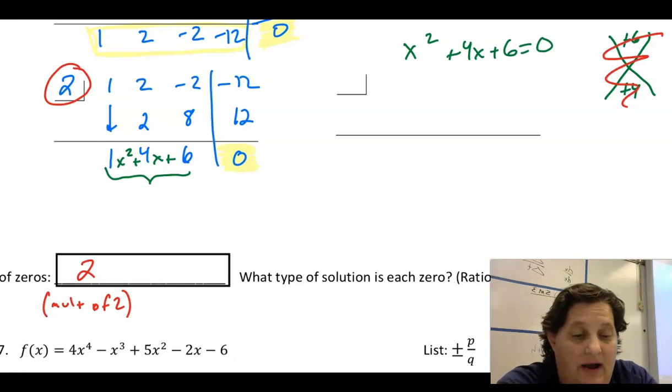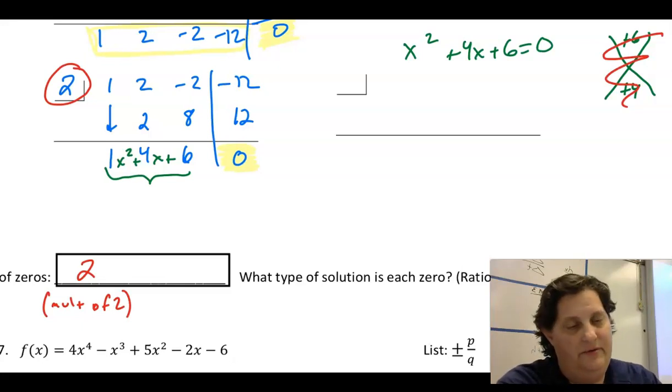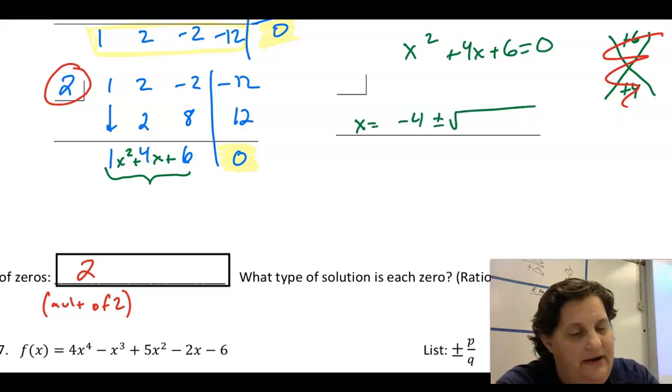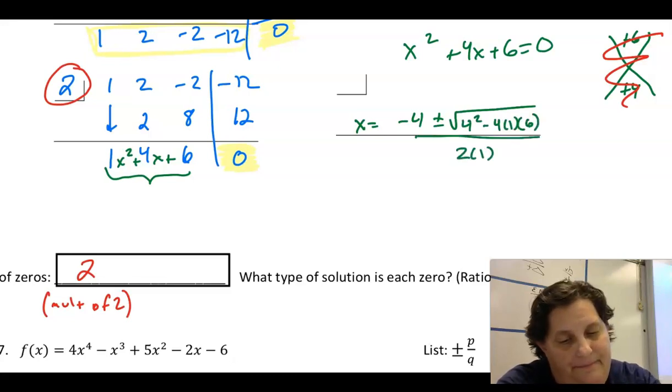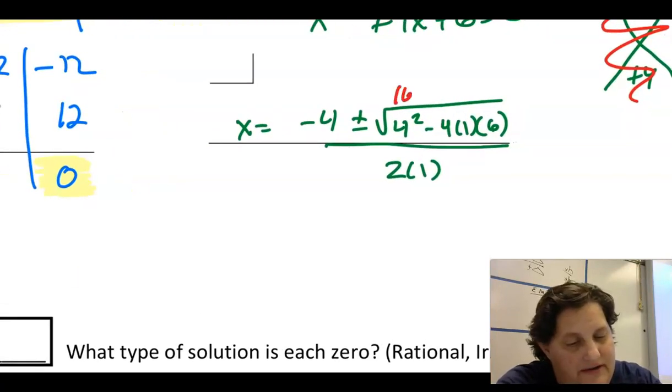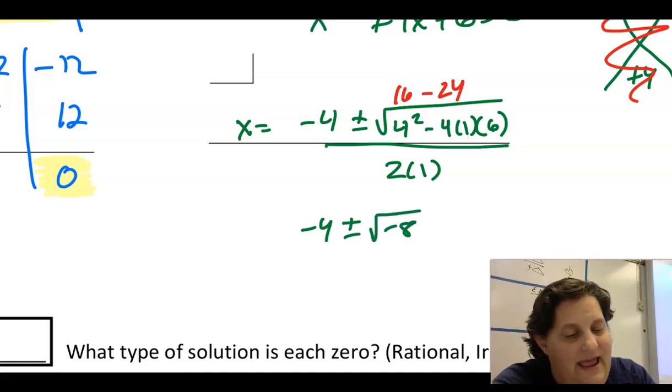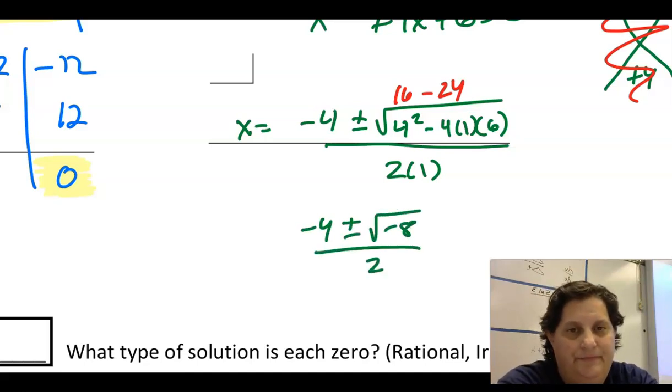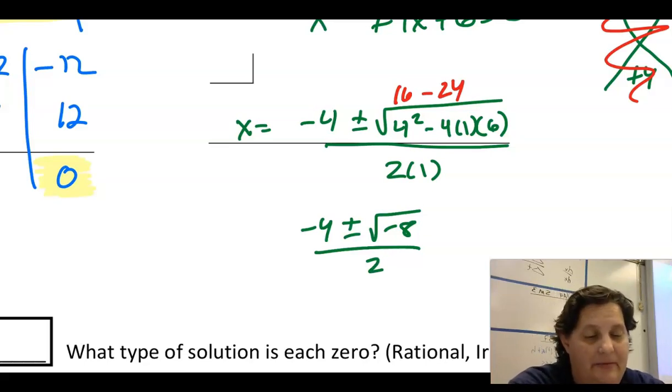Okay? So what do I have to do if factoring doesn't work? I got to do the quadratic formula. So I got negative b plus or minus the square root of b squared minus 4ac all over 2a. Now inside of this square root sign, 4 squared is 16. 4 times 1 times 6 is 24. So I get negative 8.